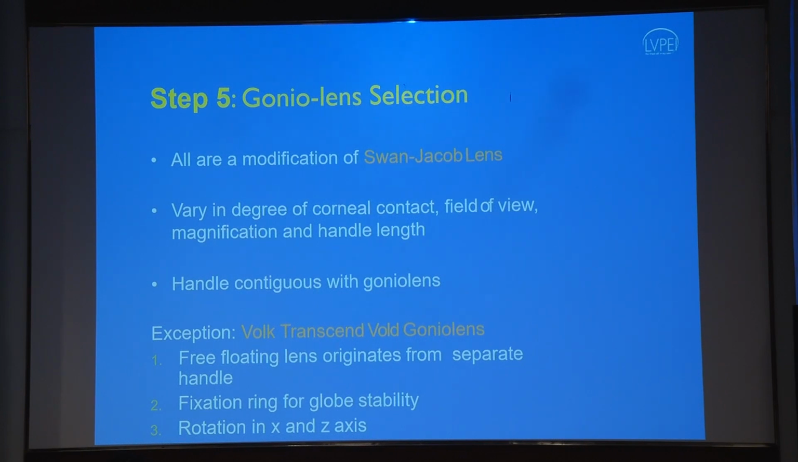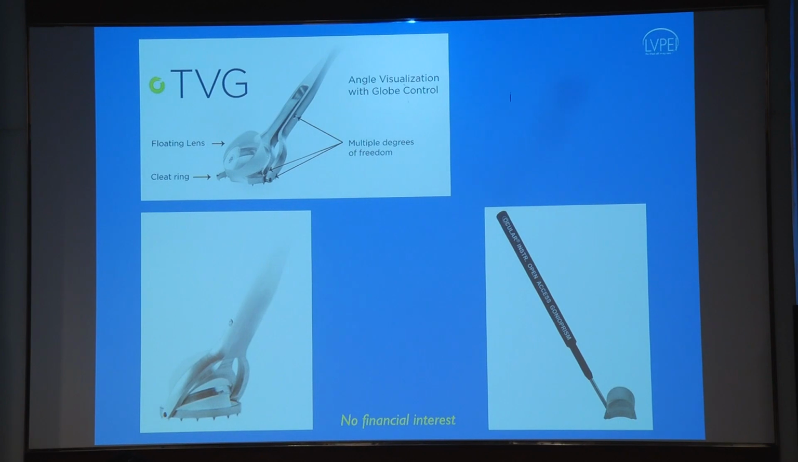The fixation ring is for the globe stability, and the lens can rotate in X and Z axis. So these are the descriptive images, no financial interest. The TVG lens is the one shown above, and the image is shown on the left below also, where there's a ring to fix the lens onto the globe with sharper tips, and then you have a free-floating lens through which you can view the angle structures. And then Glaucos comes with disposable surgical gonio lenses, and this is an autoclavable lens from Ocular.